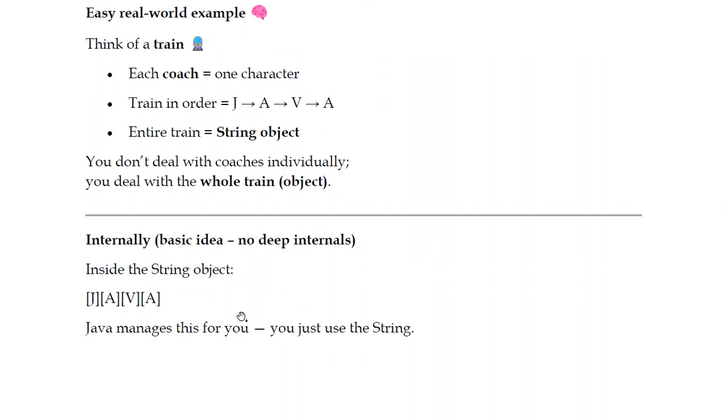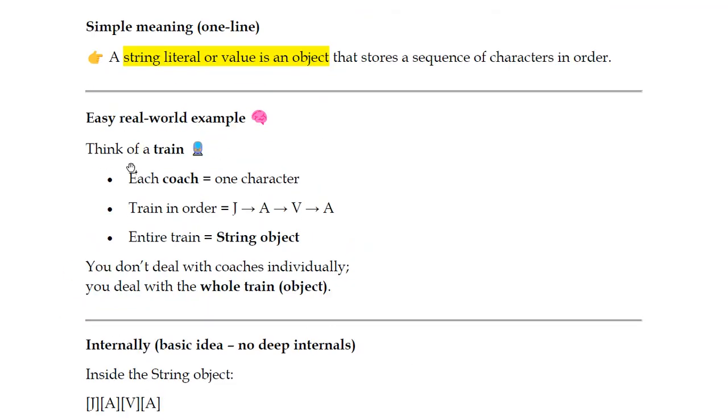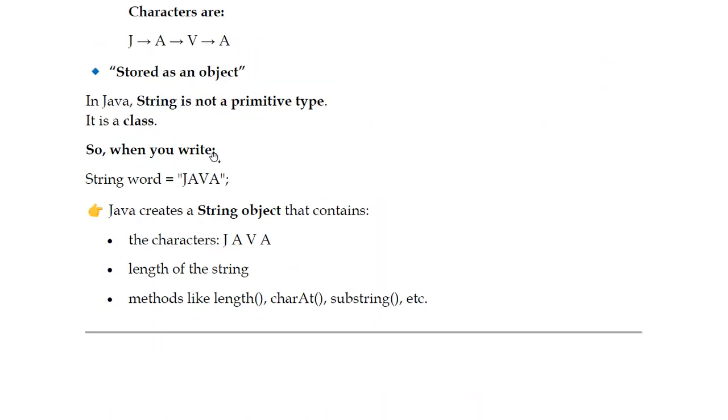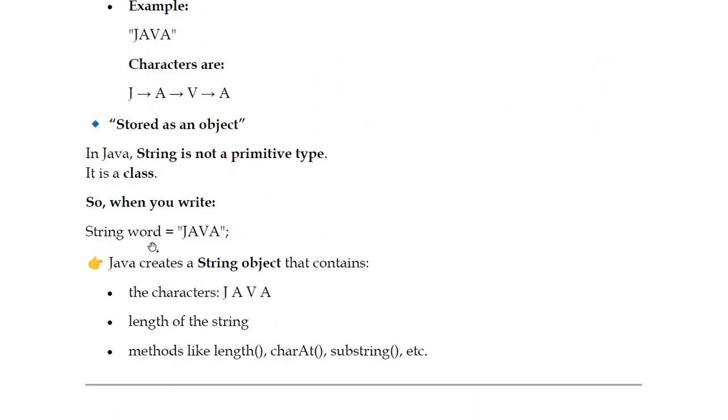Internally, the basic idea is that Java will be stored like this: J A V A. We commonly call it a string object. I hope now you are clear what a string literal value is and why it is called an object. The entire thing, the whole train, is called an object. Many people wrongly understand that a word is an object. Word is not an object. Word is a reference variable. Through the reference variable word, you are referring to, pointing to the Java. So this Java is an object. This thing is called a class.